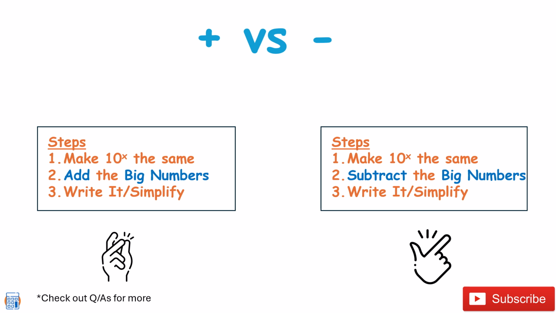Adding versus subtracting, so exactly the same. You just make 10x the same, but this time subtract the big numbers instead of add them, and then write and simplify. Like previously, if you want to see one of these subtracts, please check out the Q&A videos.